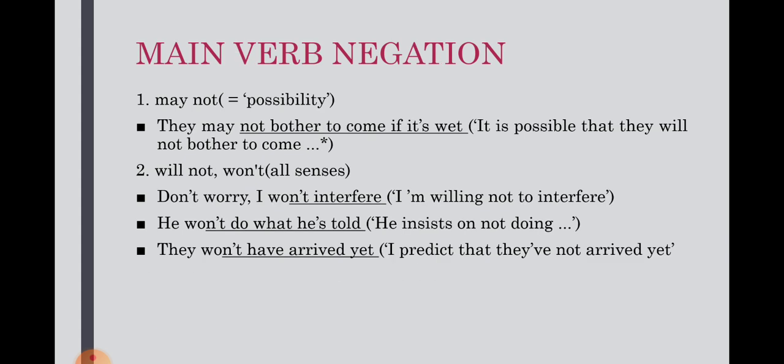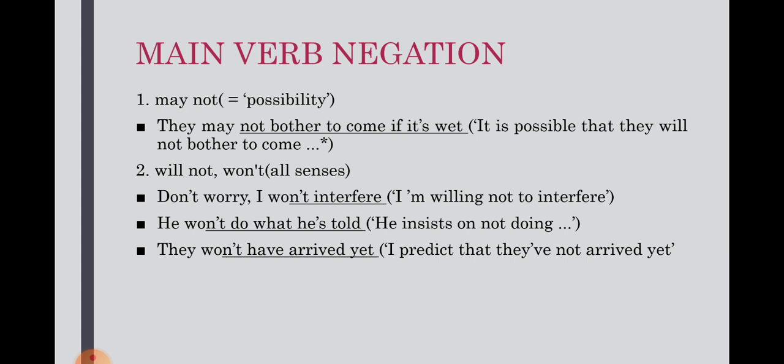Turning to main verb negation. So here the modal verb is outside the scope of negation. It is outside, so it is positive, it is affirmative. So if we use may for expressing possibility, it is main verb negation. They may not bother to come if it's wet. So it is possible. So the possibility is affirmative here.